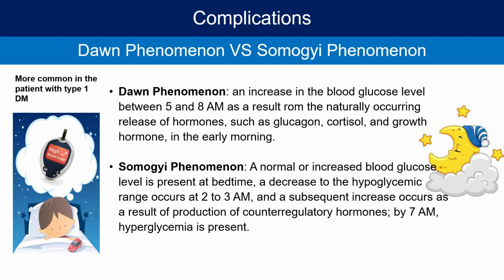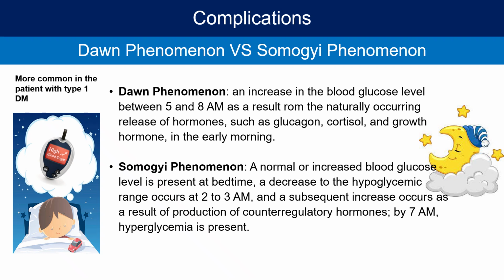Two other complications that may occur with diabetes, more commonly with a type 1 diabetic patient: the Dawn phenomenon and the Somogyi phenomenon. So we're not quite sure why these happen. That's why they're called phenomenon, but let's talk about it a little bit. So we have the Dawn phenomenon.